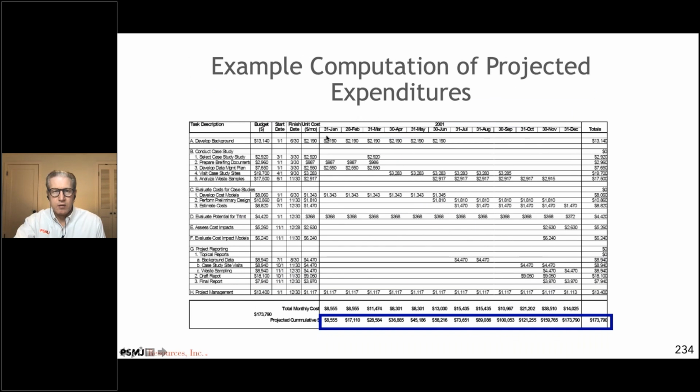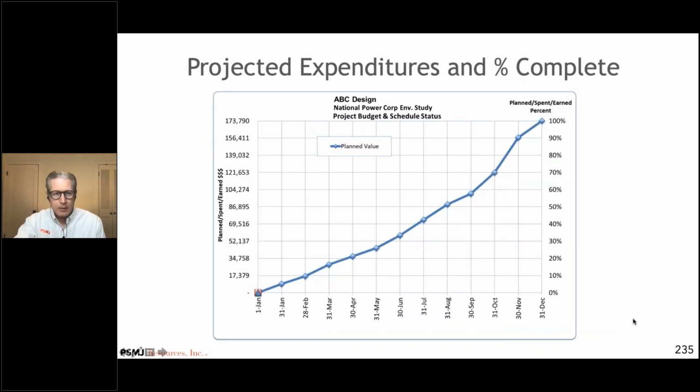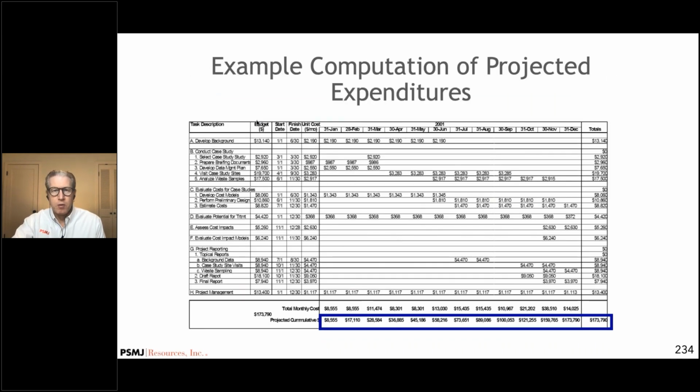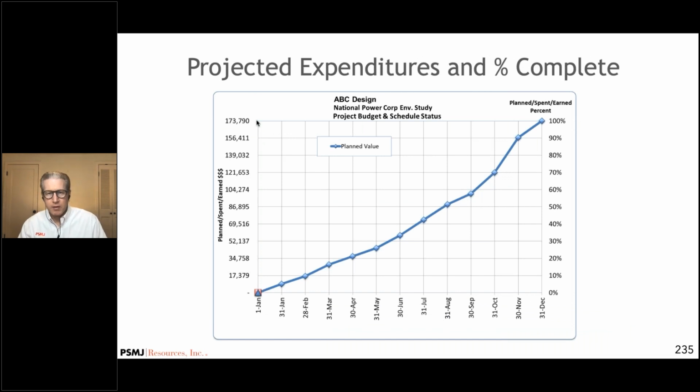In our table, we started in January and we go to December. The project starts at $0 and goes to $173,000. So you can see that we start in January, end in December, and we go from 0 to $173,000. We're just going back and forth from a table to a line graph. You with me on that?